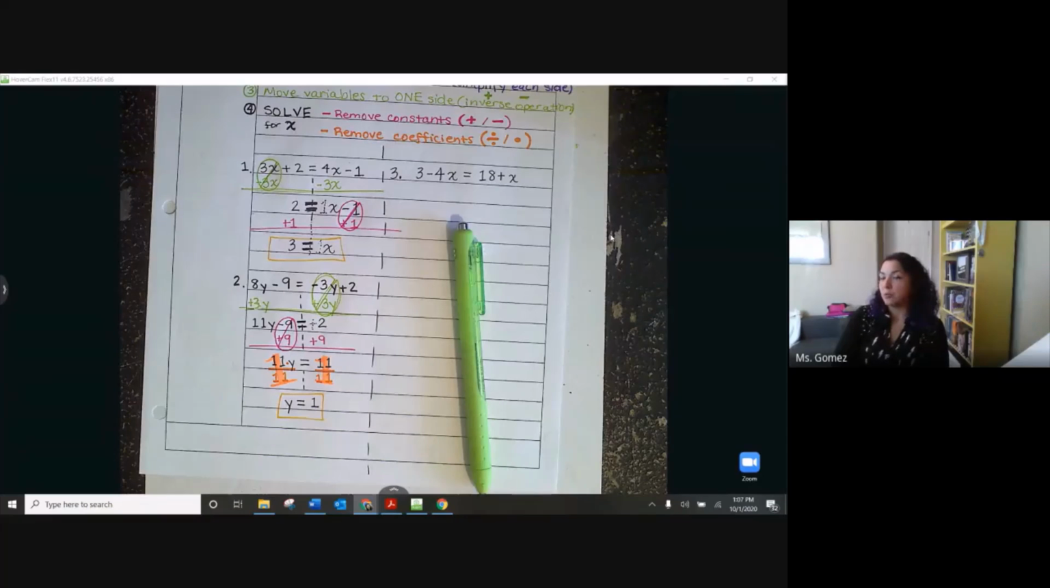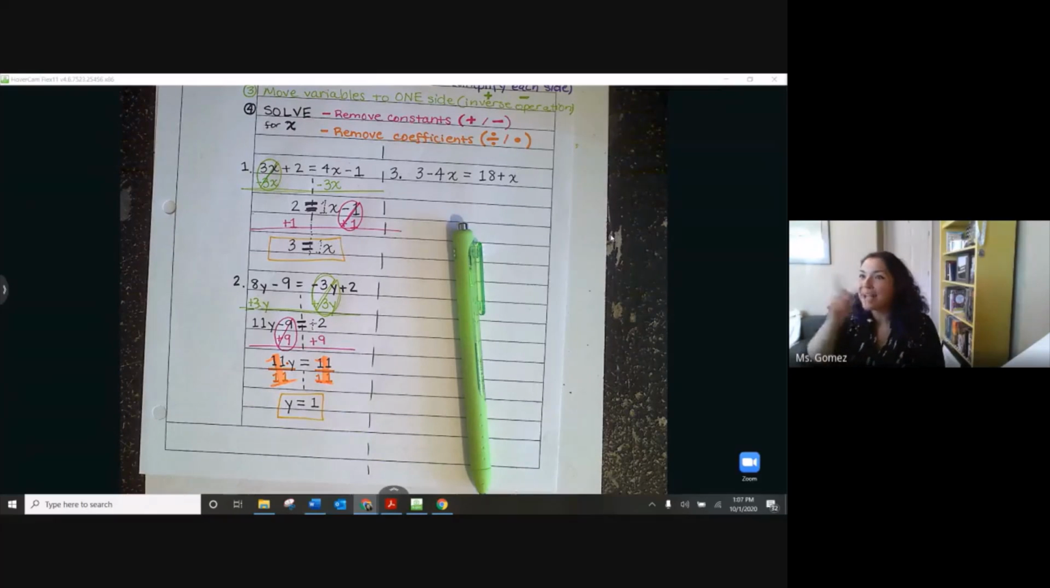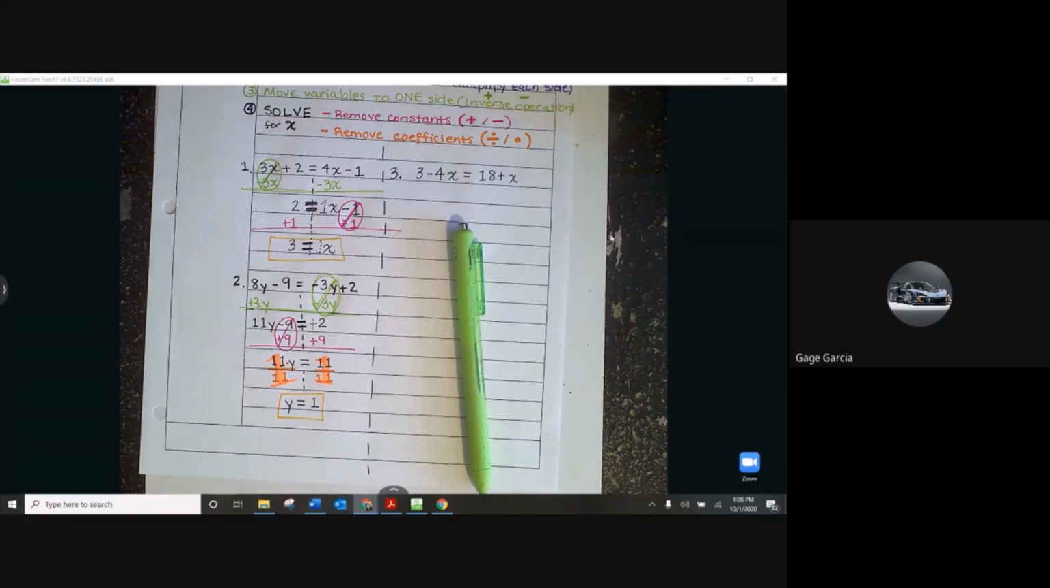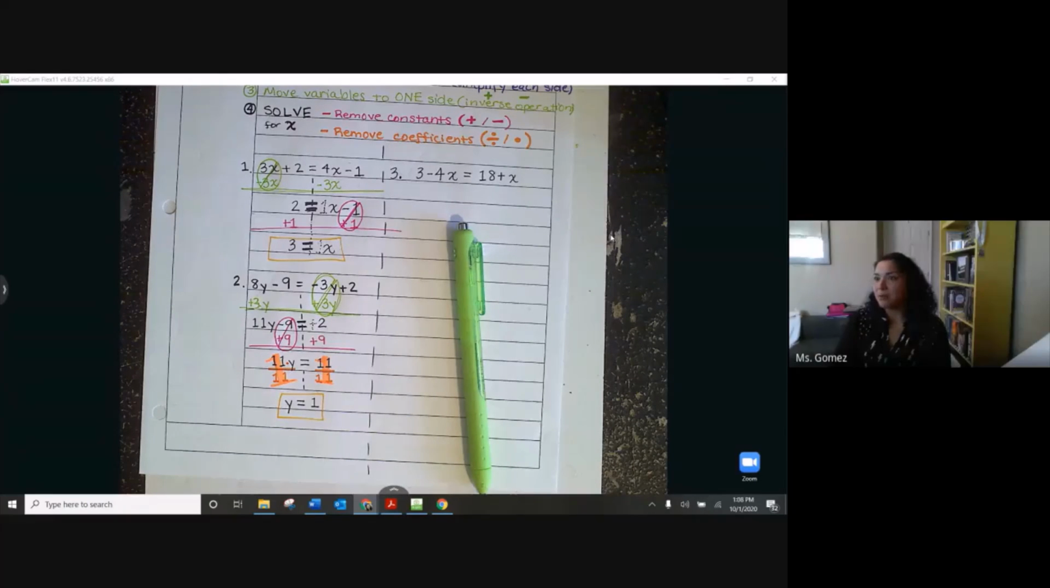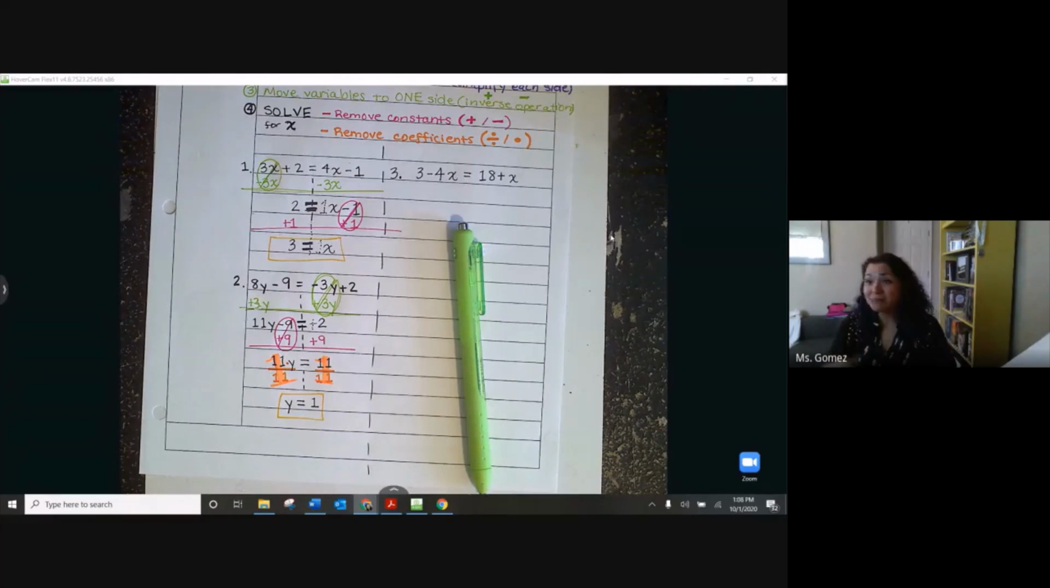Which variable do you want to move? That's negative 4x. Absolutely. Engage. Why did you choose negative 4x? Because it has a negative number. And we don't like negative numbers, do we? No. That is a good enough excuse for me.